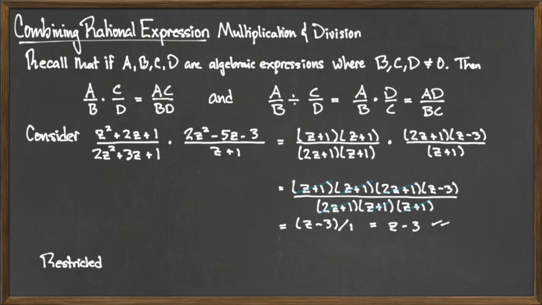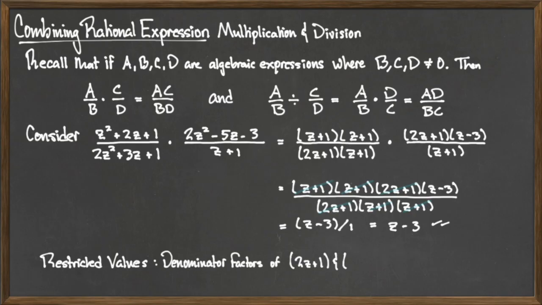And last but not least, we have some restricted values to look for. Now I have to look at every factor that is or was in the denominator. Even though no denominator terms other than 1 survived, we still have to check them. Setting the values 2z plus 1 and z plus 1 equal to 0 and solving for z gives me restricted values of negative 1/2 and negative 1.